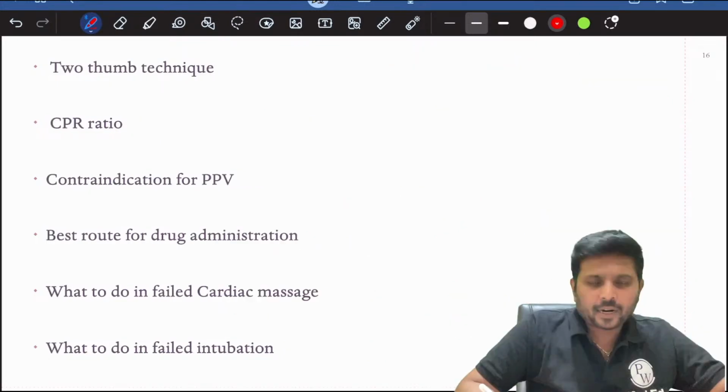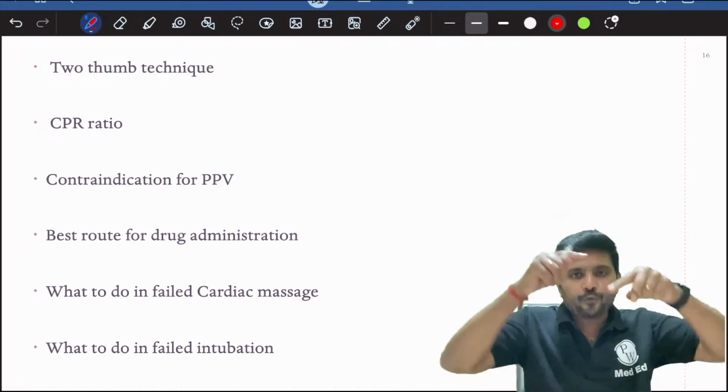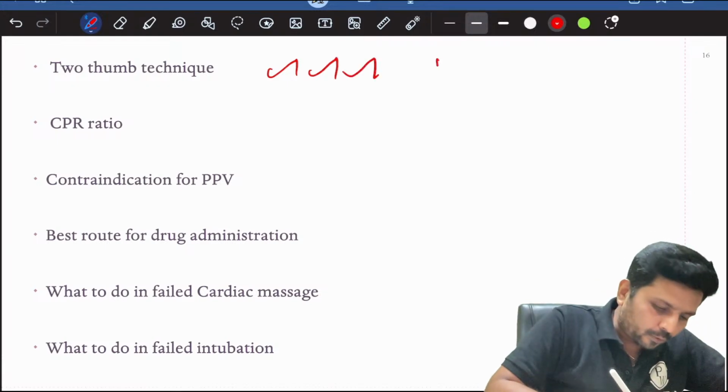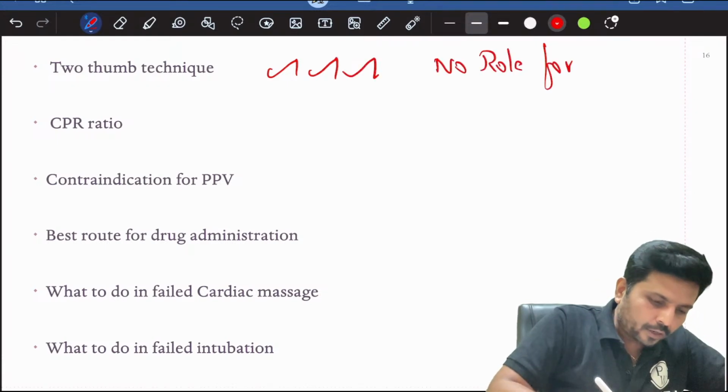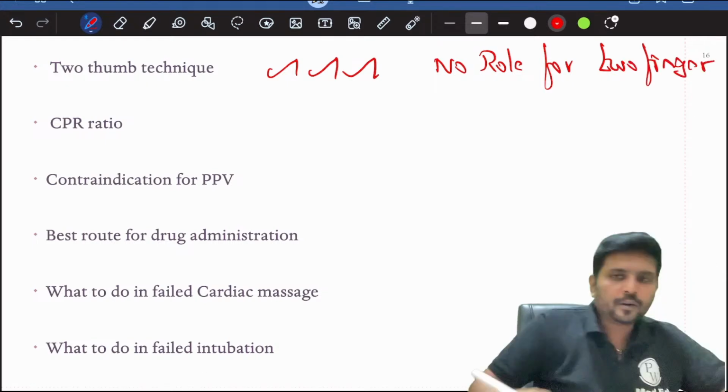Okay, for cardiac massage, there are two techniques: two thumb technique and two finger technique. Only the two thumb technique is recommended right now. There is no role for the two finger technique.